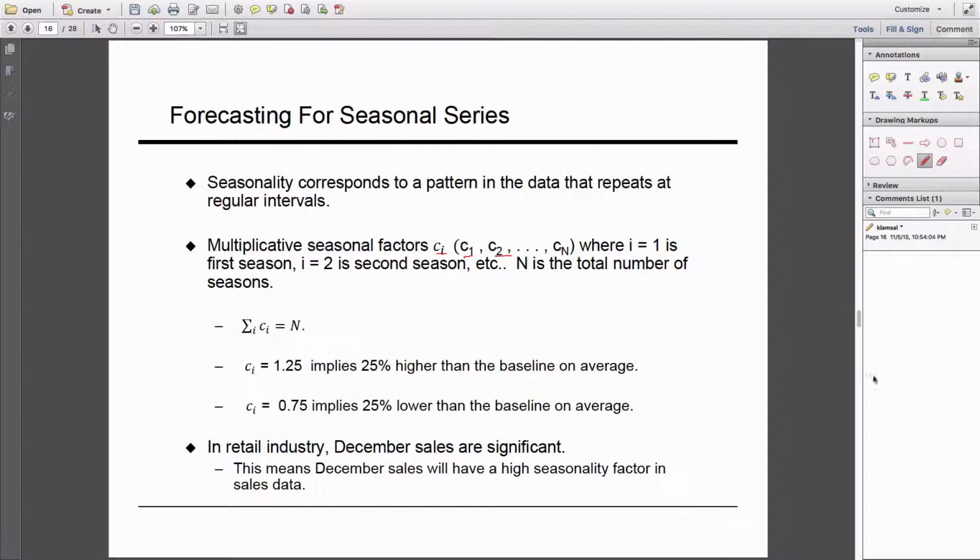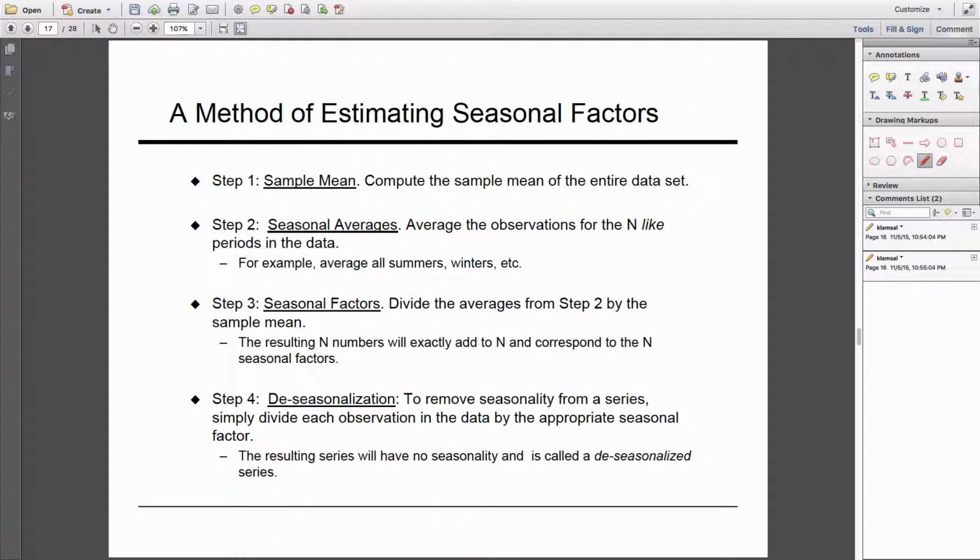Let's look at a method for estimating seasonal factors. The method I'm going to show you has 4 steps. In step 1, I'm going to calculate the sample mean. I compute the sample mean for the entire data set. We saw how to do this in earlier sessions. In step 2, I calculate seasonal averages. That is, I average the observations for the i-th period in the data. So I take the average only for when season equals 1, and I take the average when season equals 2, and so forth.